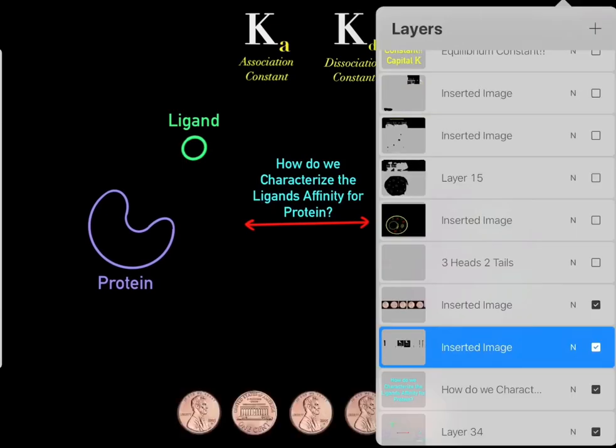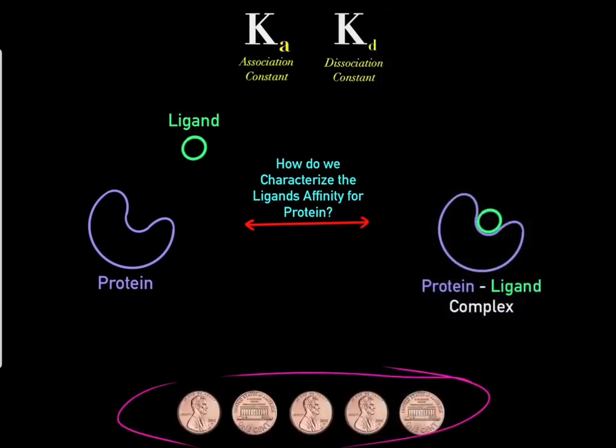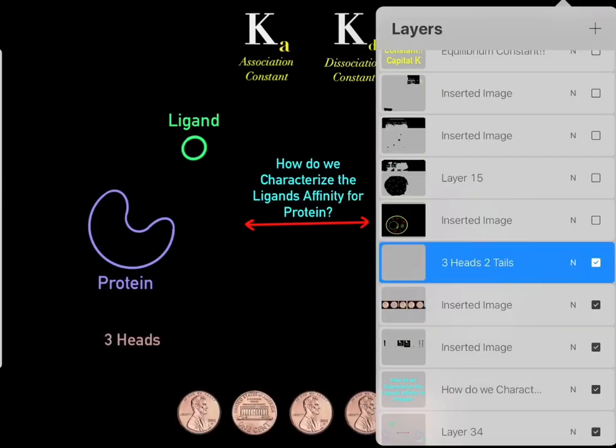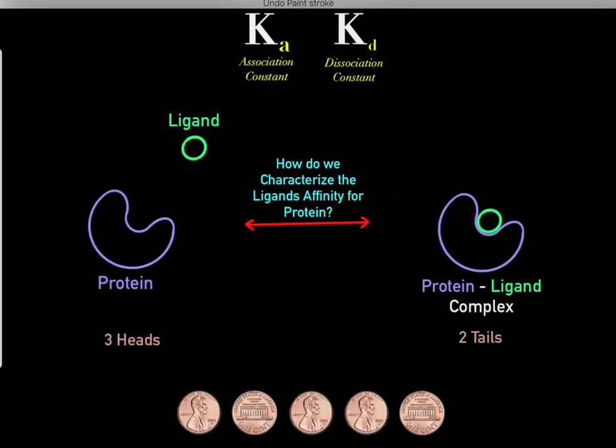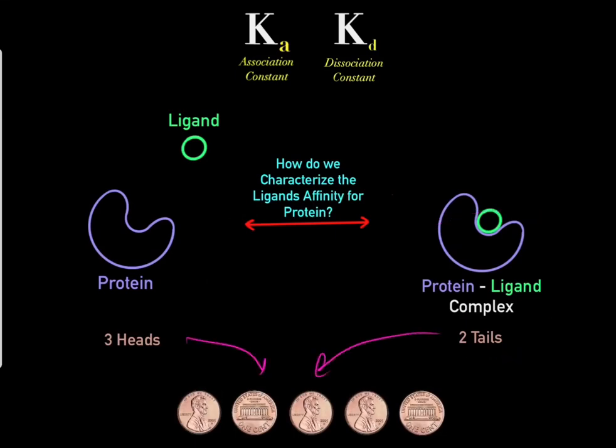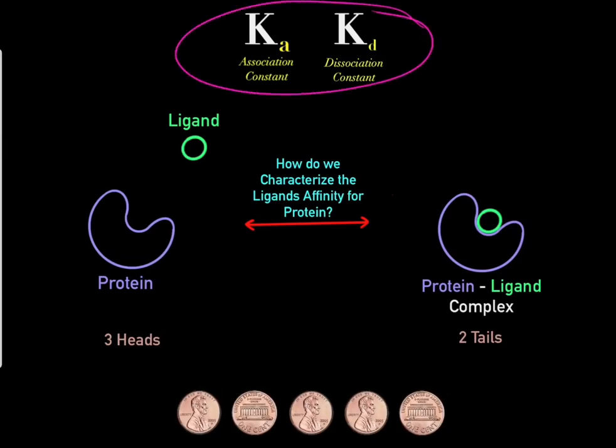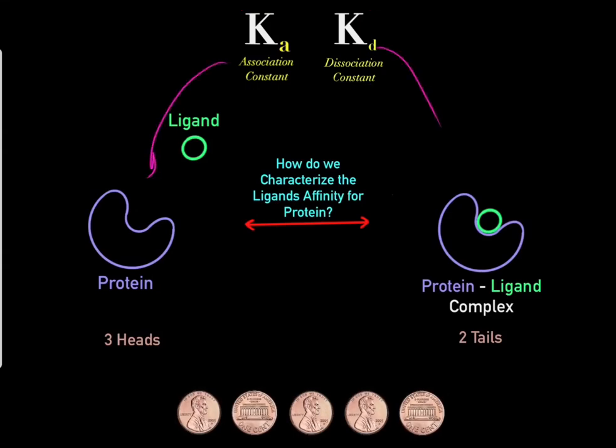For example, if you were to flip 5 coins. So let's say we have 3 heads and 2 tails. We could either say that we had 3 heads, or we could say we had 2 tails. They both tell us the exact same information. They're just looking at things from different perspectives. That's the same thing with this association constant, dissociation constant. They tell us the exact same information about this interaction. They're just looking at it from different perspectives.